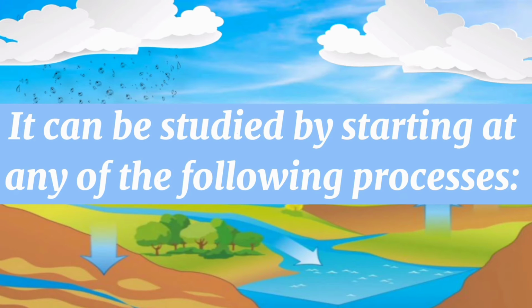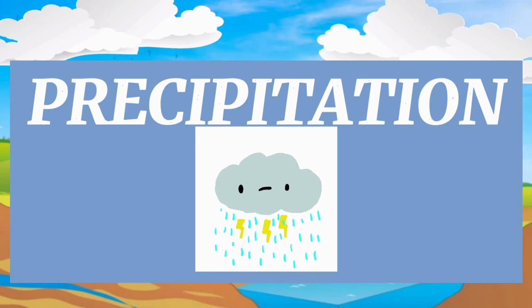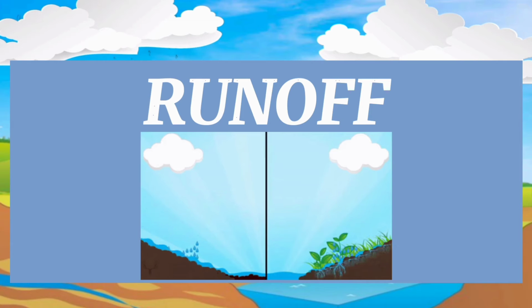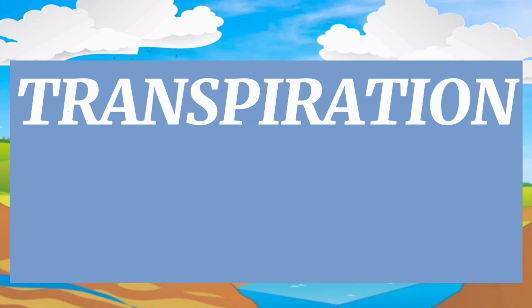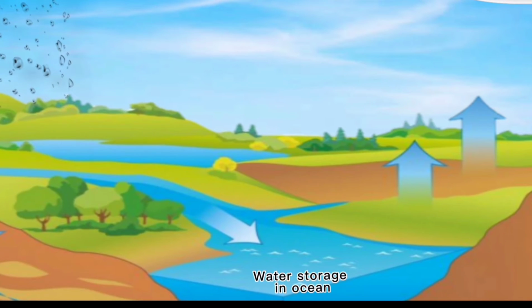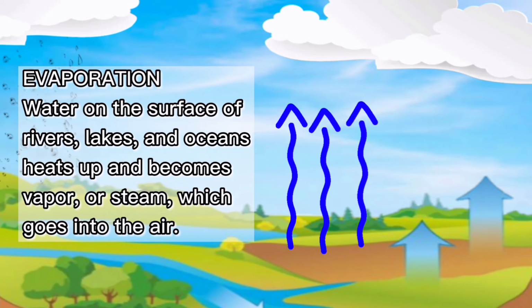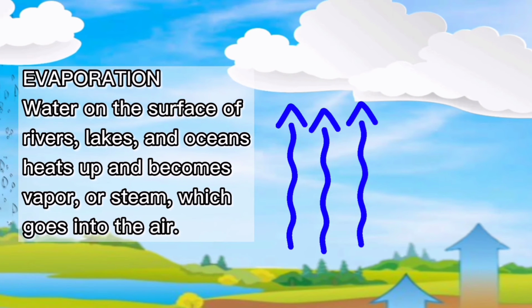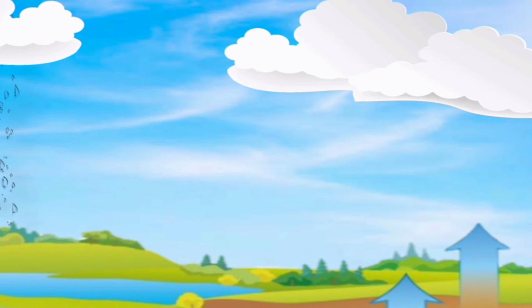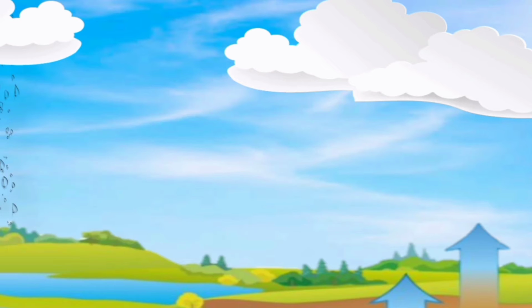It can be studied by starting at any of the following processes: evaporation, condensation, precipitation, runoff, infiltration, and transpiration. Evaporation: water on the surface of rivers, lakes, and oceans heats up and becomes vapor, or steam, which goes into the air. Condensation: water vapor in the air cools down and changes back into liquid, forming clouds.